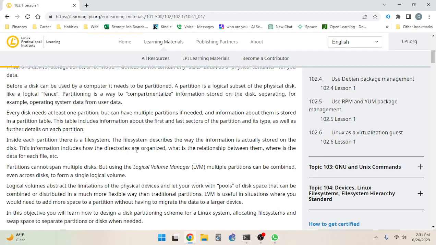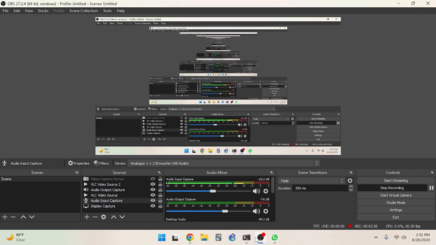Before a disk can be used by a computer, it needs to be partitioned. A partition is a logical subset of the physical disk, like a logical fence. Partitioning is a way to compartmentalize information stored on the disk, separating, for example, the operating system data from user data. Every disk needs at least one partition, but can have multiple partitions if needed. The information about them is stored in a partition table. This table includes information about the first and last sectors of the partition and its type.